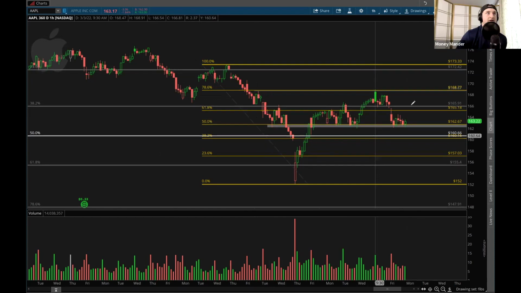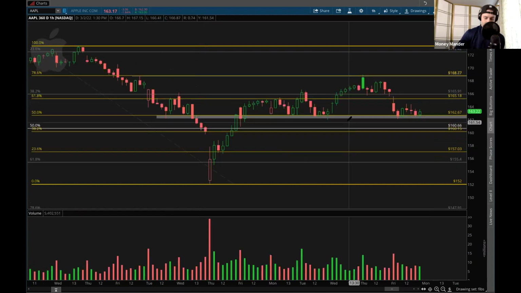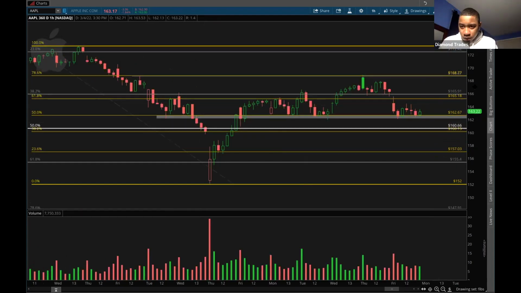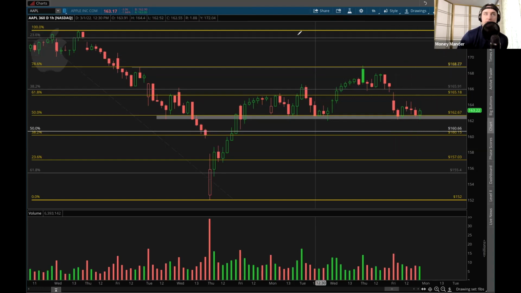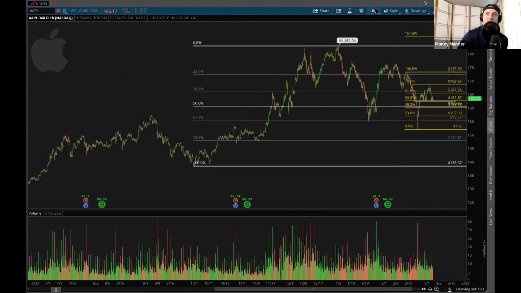Let me go ahead and edit mine. Yeah, this is really nice. And this is also why we like having the overlapping levels, because now, should Apple set lower lows under 152, if you were just using your current retracement, you're now outside of your zone. You wouldn't have any levels.